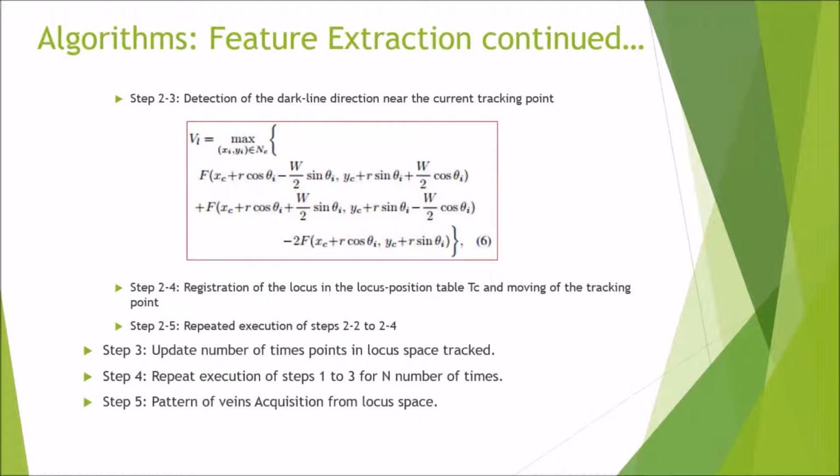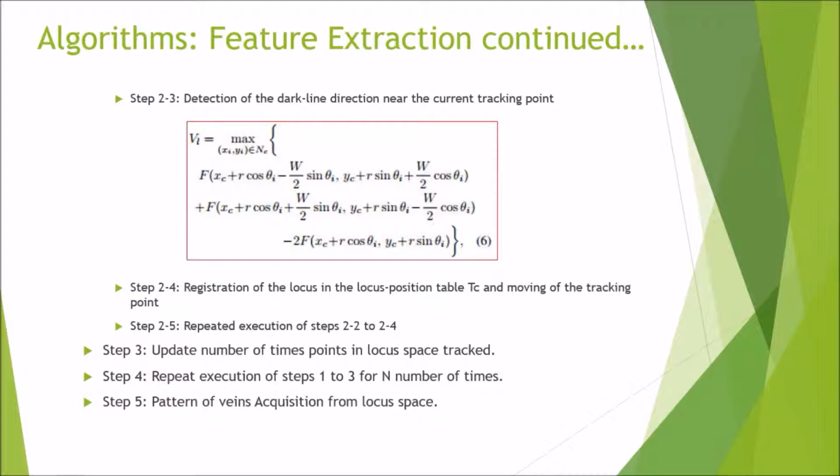Registration of the locus in the locus position table TC and moving of the tracking point. The current tracking point (XC, YC) is added to the locus position table TC. After that, if VL is positive, (XC, YC) is updated to (XI, YI), where VL is maximum. Repeated execution of steps 2-1 to 2-4. If VL is positive, go to step 2-1. If VL is negative or 0, leave step 2 and go to step 3, since (XC, YC) is not on the dark line.